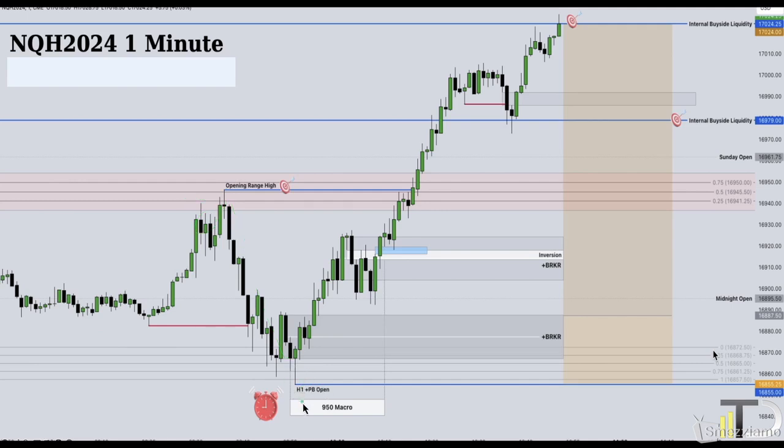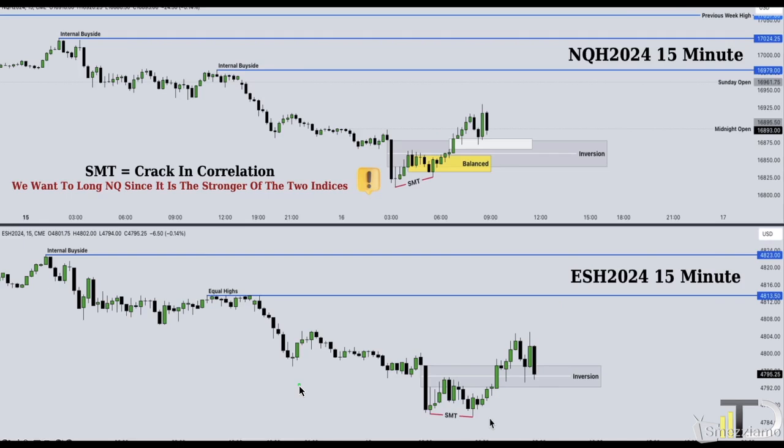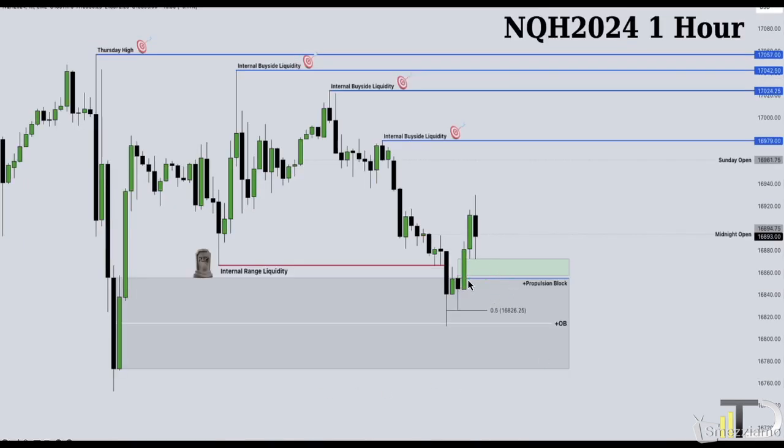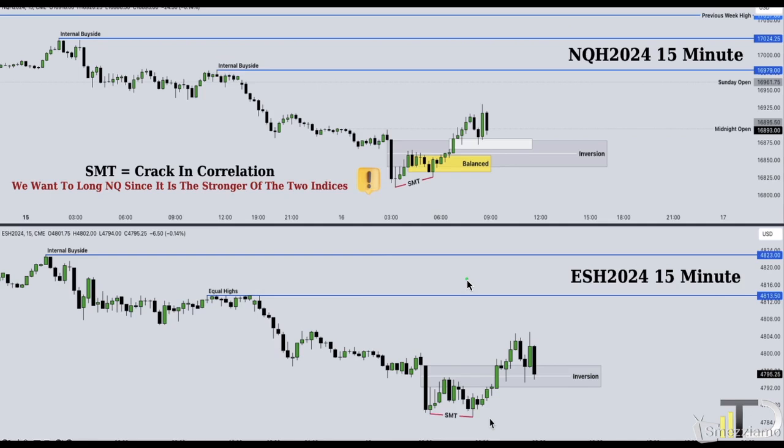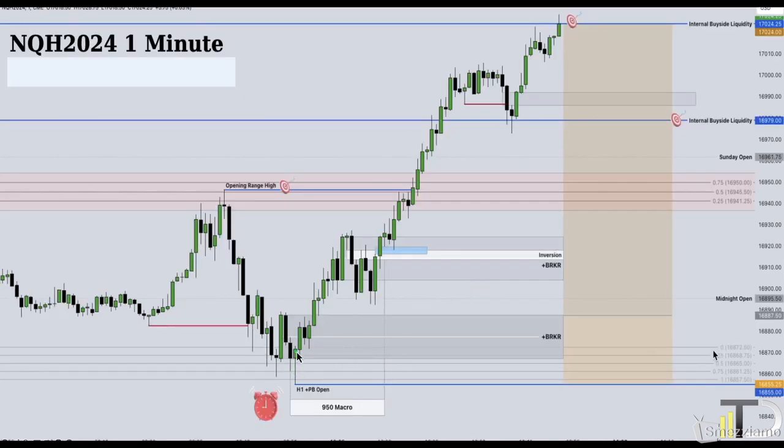It reversed from right at that order block or the propulsion block that I marked in that earlier slide, which was right here. This blue line came here and then started to sort of react from here, right, and reverse. So now what you will see here, I have marked a few things, and this is how you do it, right?